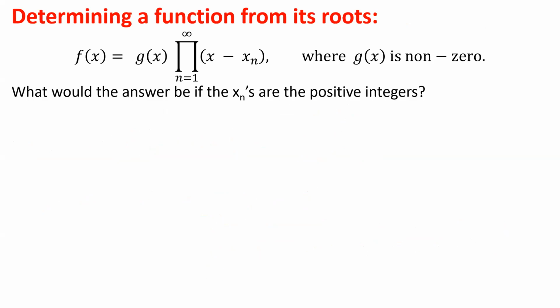Okay. So the next thing is, if we tweak it a little bit, what if the x_n's are just positive integers? So in that case, you would try h of x is the product, n goes from 1 to infinity, of 1 minus x over n. But what's the problem?